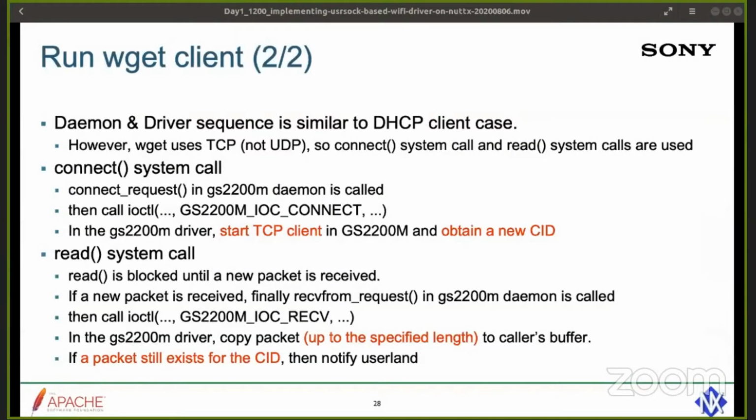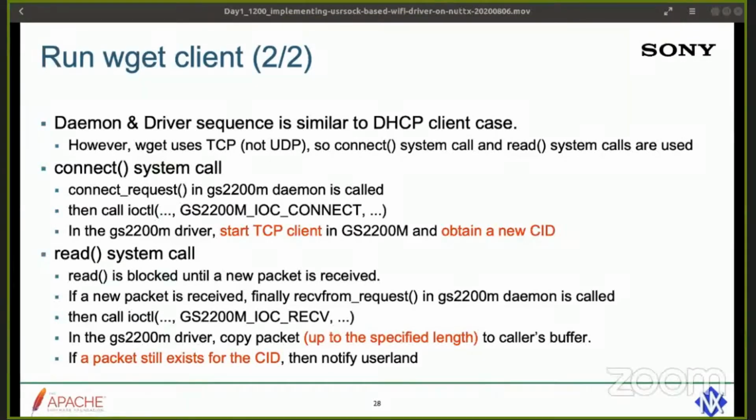This is a detailed sequence for each network-related system call. In this slide, the socket system call is removed because it's already almost the same as the DHCP client case. With TCP, connect and read system calls are used. In the connect system call, it calls I/O control to start the TCP client and obtain a new CID.